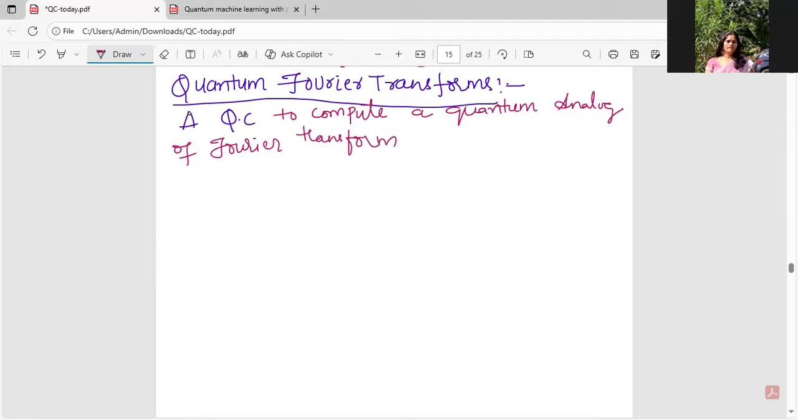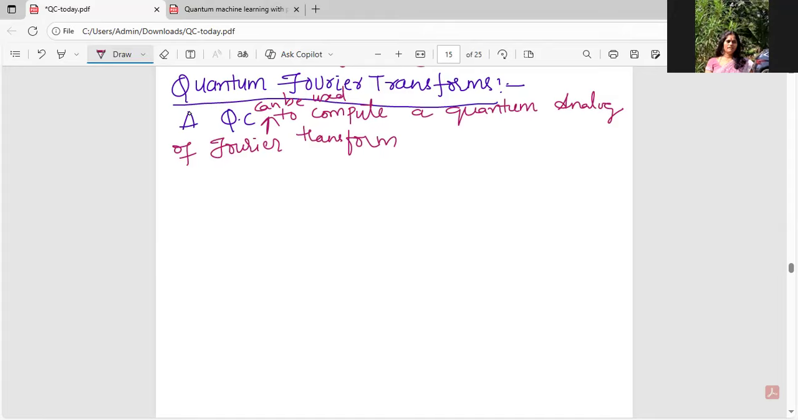As we all know, after doing a course on quantum computing, it is not about deleting whatever is there about classical computing. It is about revising the classical computing with a faster pace and for more complex problems. A quantum computer can use this quantum Fourier transform as a quantum analog. That's the basic idea, guys. A quantum computer can be used to compute a quantum analog of the Fourier transforms.